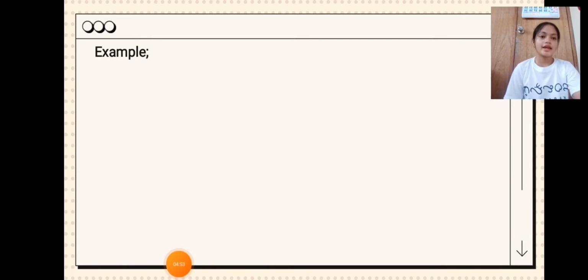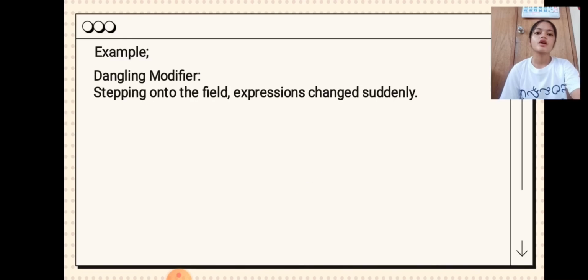And to further understand what a dangling modifier is, here is an example. We have this: stepping onto the field, expressions change suddenly. So the questions in the sentence are: who stepped onto the field? Whose mood changed, or whose expressions changed suddenly? From those questions we can conclude that there is no subject or doer of the action. So yes, that's an example of how a dangling modifier occurs.